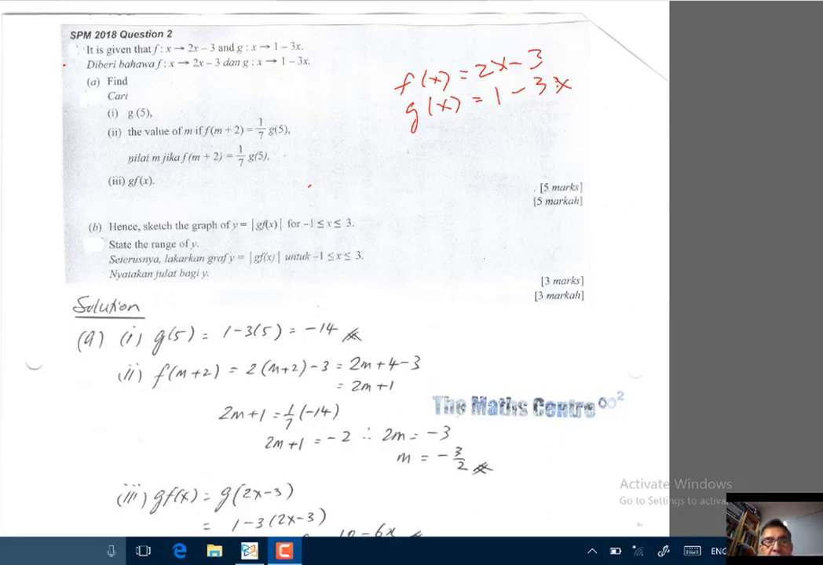Hello, this is the SPM 2018 Add Maths exam paper 2, question number 2.